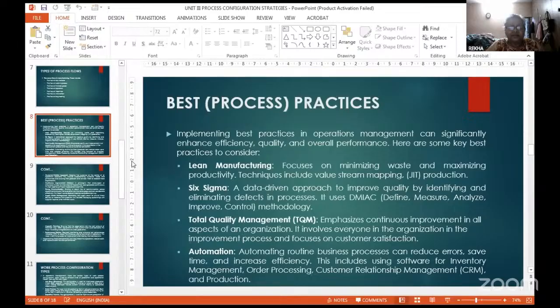Then you have Six Sigma. Actually, this uses a statistical method. There's something known as the normal curve, which is a bell-shaped curve, symmetric in nature, and at the middle here mean, median, and mode are all equal, and they are at the middle. 50% of the population are below the mean, and 50% of the population are above the mean.